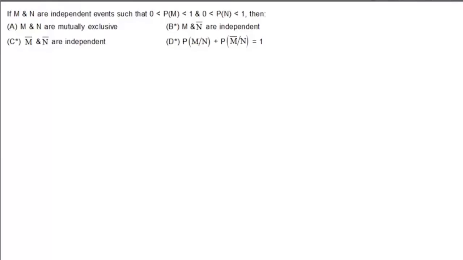Now here the question is, if M and N are independent events such that probability of M lies between 0 and 1 and probability of N also lies between 0 and 1, then which of the following is correct? Now if they are independent, they need not necessarily be mutually exclusive. Now the second one is M and N complement are independent. So we find this probability of M intersection N naught. Now this is probability of M minus probability of M intersection N.